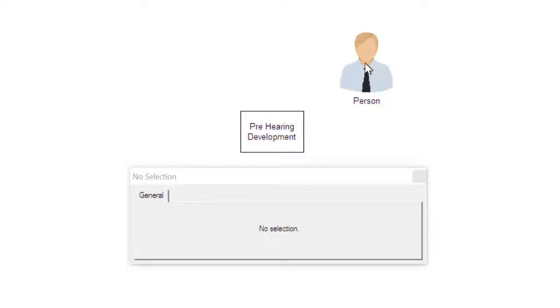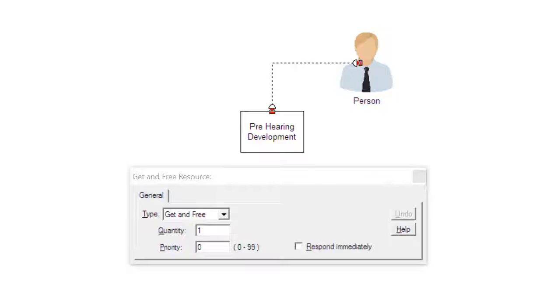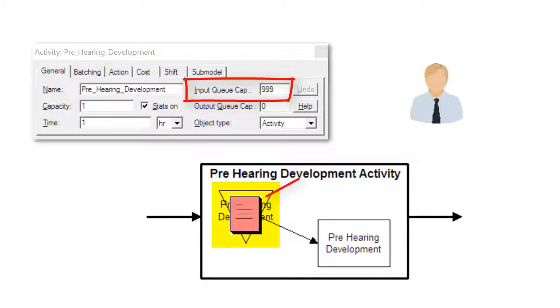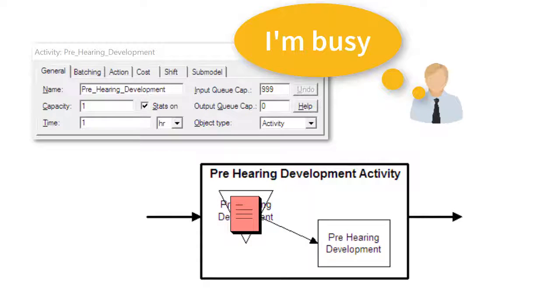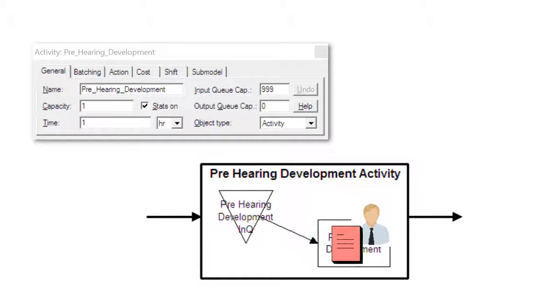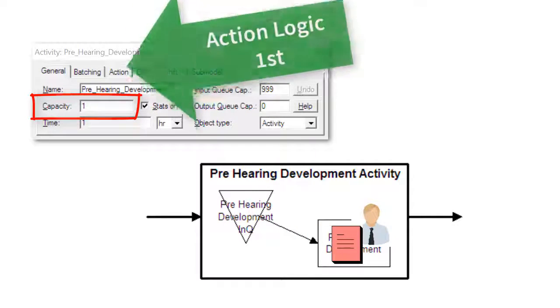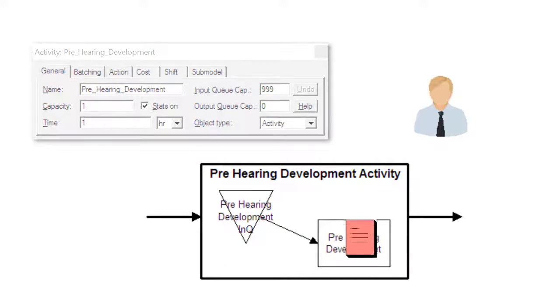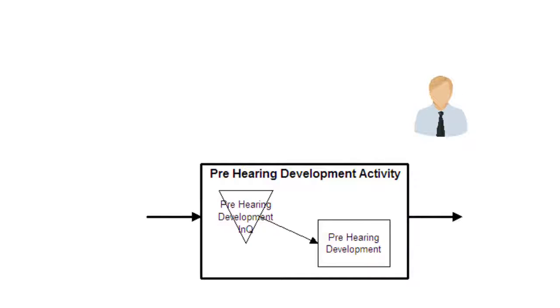When a line is drawn from a resource to an activity, a resource connector is created as a get and free. This is what happens when a get and free is used. When an entity arrives at an input queue of the activity, a request is sent for the resource. If the resource is not available, then the entity waits its turn in line. If the resource is available, then the resource is assigned to the entity and moved to the capacity of the activity. Any action logic is performed. Then the time is performed on the General tab. Then the resource is released from the entity. The entity then moves to the output queue or to the next activity.